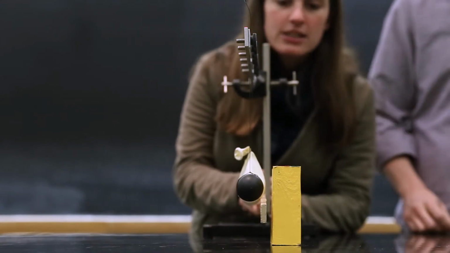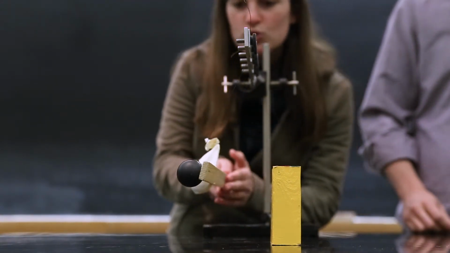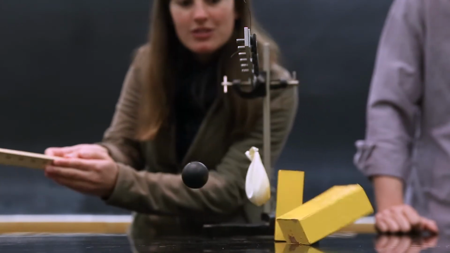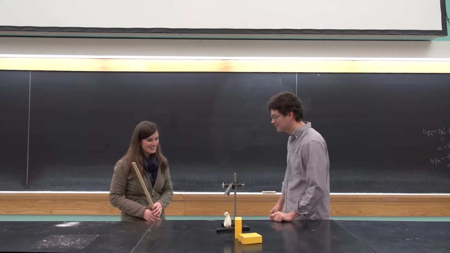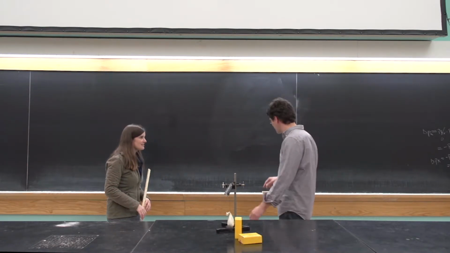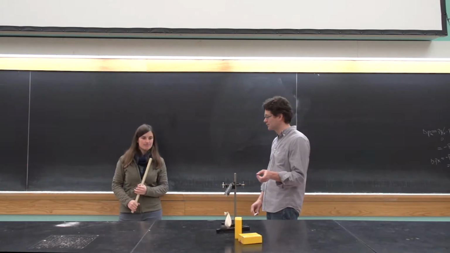Okay, let's try this. Look at this. I think you're right. There was a bigger transfer with the bouncy ball. All right, but let's work this out. Why is it that the bouncy ball had a bigger transfer?